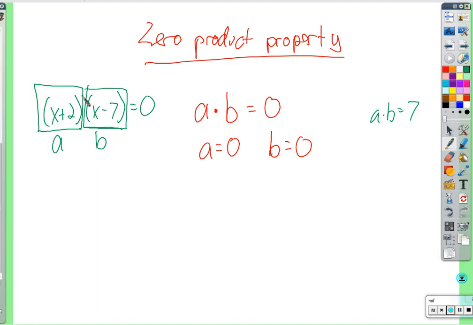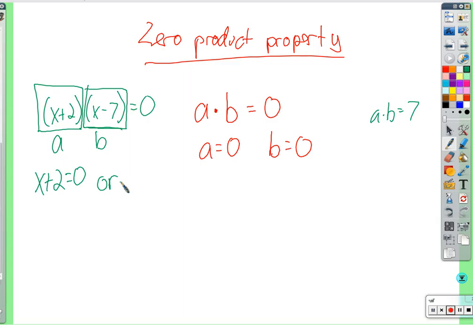We've got to think of it as the thing that we're multiplying, right? This whole thing is A. This whole thing is B. There's two things being multiplied here. This parenthesis is being multiplied by this parenthesis. Okay? What do we say about A or B? Zero. One of them is zero. One of A or B, one of them is zero.